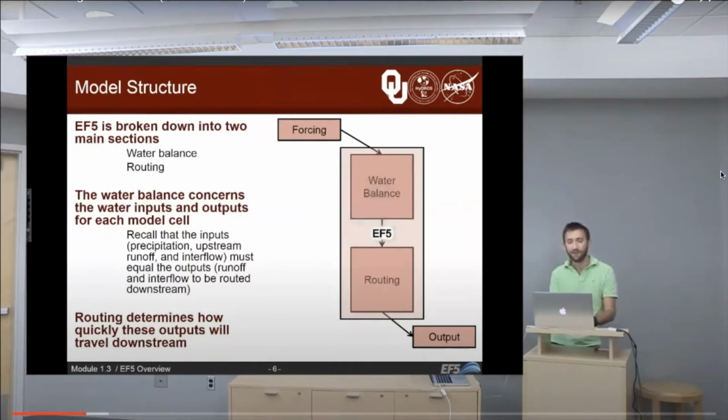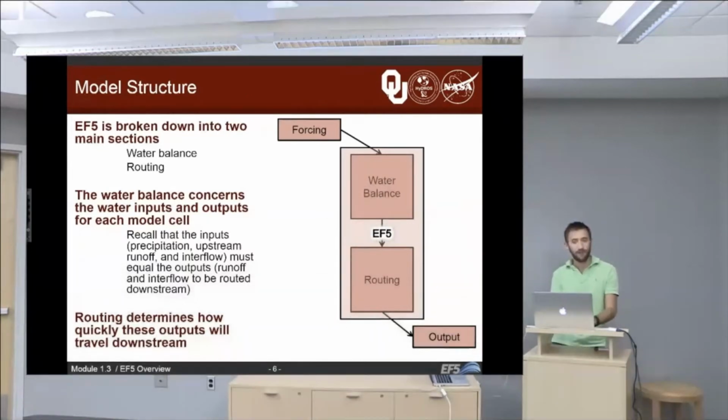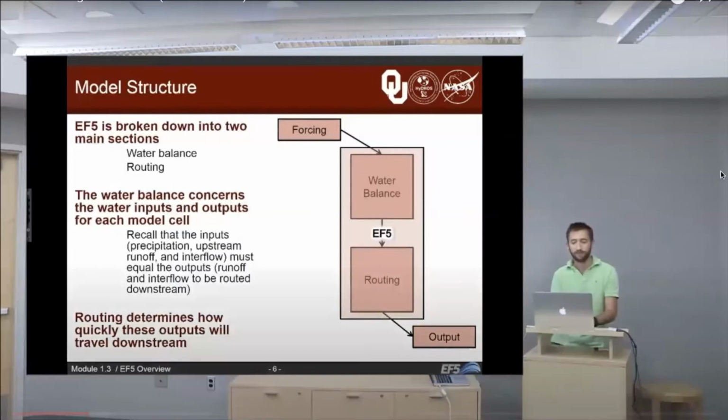runoff and the interflow, those equal the outputs, which are the runoff and the interflow that's being routed downstream. And routing determines how quickly those outputs will travel downstream.